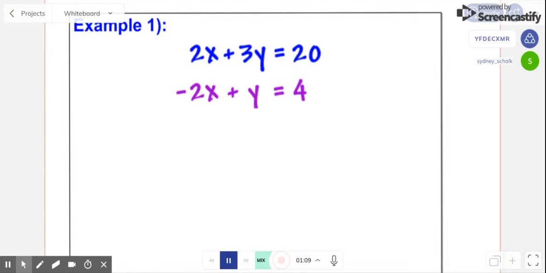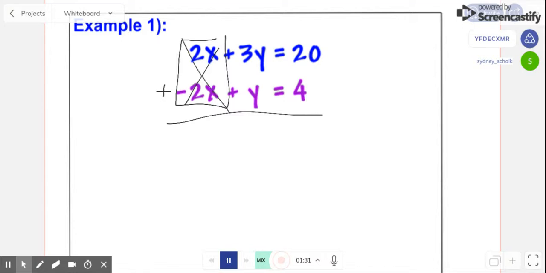So in this first example, step one is already taken care of. We see that ax plus by equals c form, where our variables are all on one side. We can even see that they are lined up. Now, I already see opposites right here, so we don't have to move anything around, so we don't have to multiply anything. All we have to do is add these two equations.